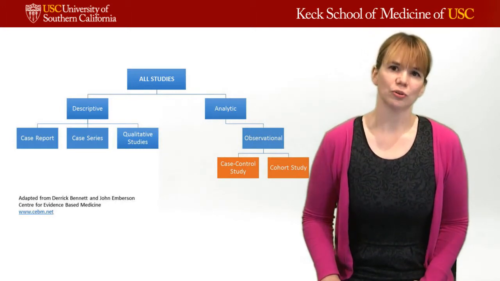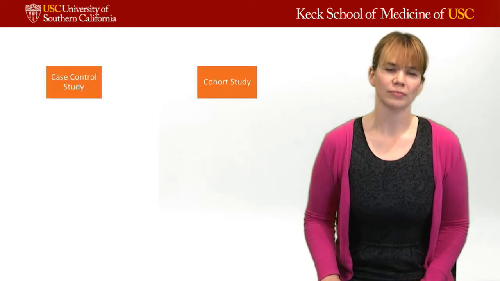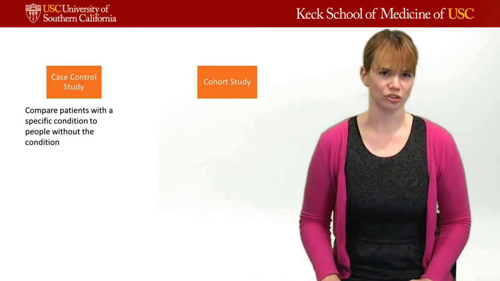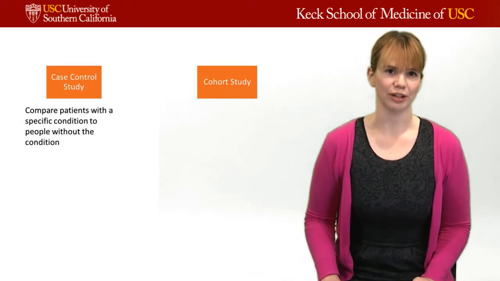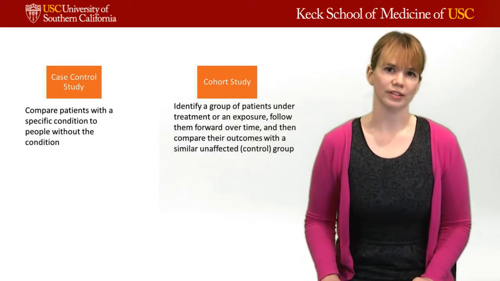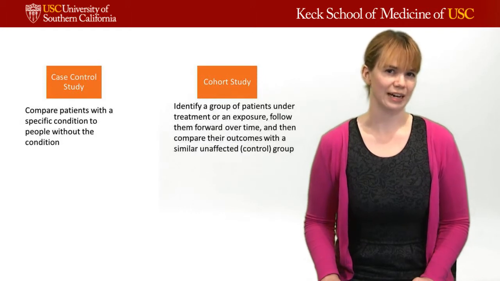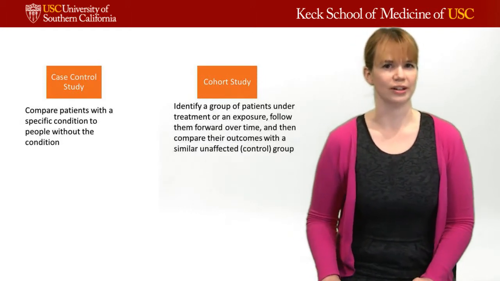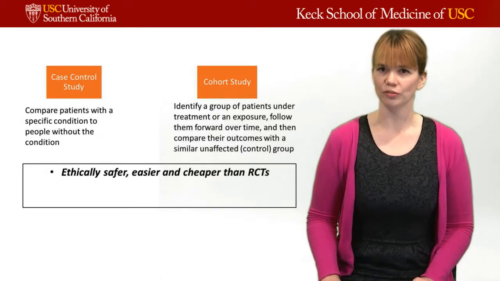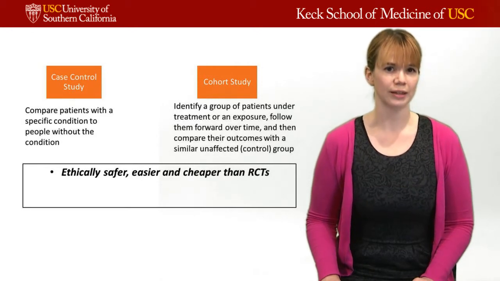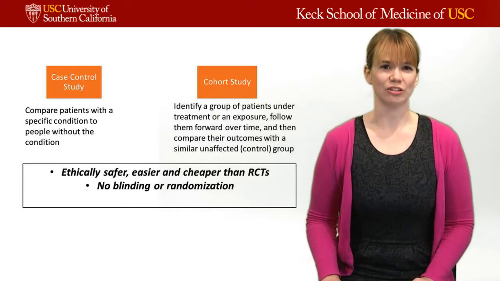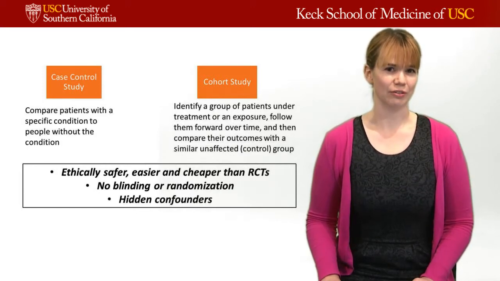And let's talk about case control studies and cohort studies. So a case control study is when you compare patients with a specific condition to people without the condition that are just naturally occurring in life. You're not going to put them in a lab, you're not going to interfere. A cohort study is when you identify a group of patients under treatment or an exposure and you follow them forward over time and then compare their outcomes with a similar or unaffected group. So these are really great because they are ethically safer, easier, and cheaper than setting up something like a randomized controlled trial. But because you have no control over the environment, there's no blinding, there's no randomization, and consequently, there's those hidden confounders that Dr. Samet addressed.